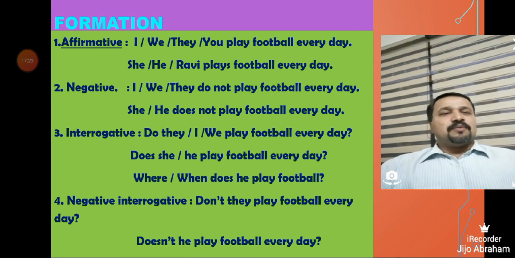Then we can form the negative questions too. So we have to add don't or doesn't in front of the sentence. The sentence changes into a negative interrogative or negative question. You play. Don't you play? We study. Don't we study? She works. Doesn't she work? Then he plays. Doesn't he play?